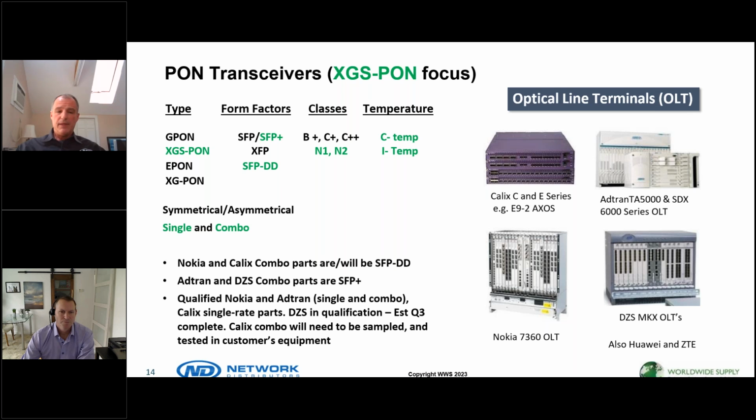So Nokia and Calix combo parts are or will be SFP DD, double density. I say will be because Calix doesn't have them available. We understand from what our customers tell us that they'll be available by the end of this year into 2024. Nokia already has out the SFP DD cards to support it. They're FANT H cards. Adtran and DZS combo parts are SFP plus. So you've got to match up the product types with the OEM.